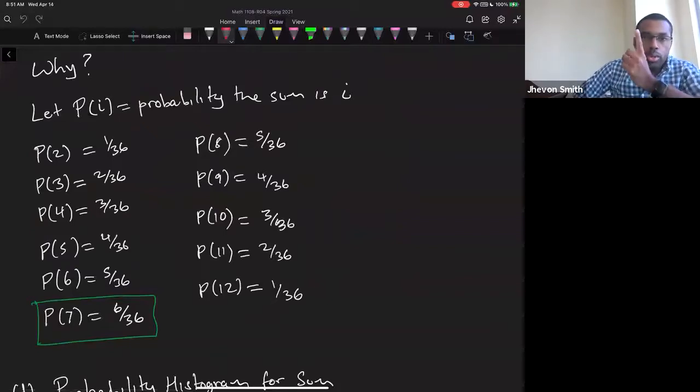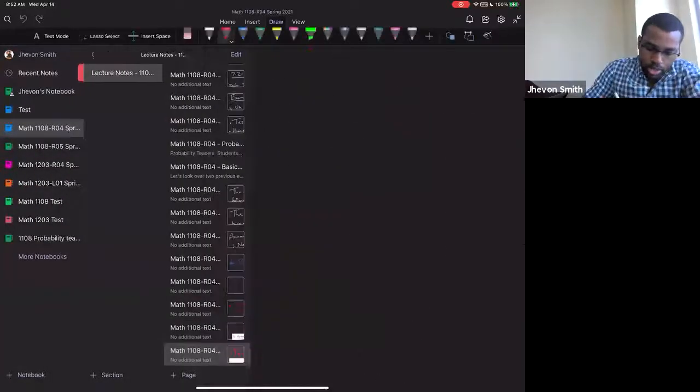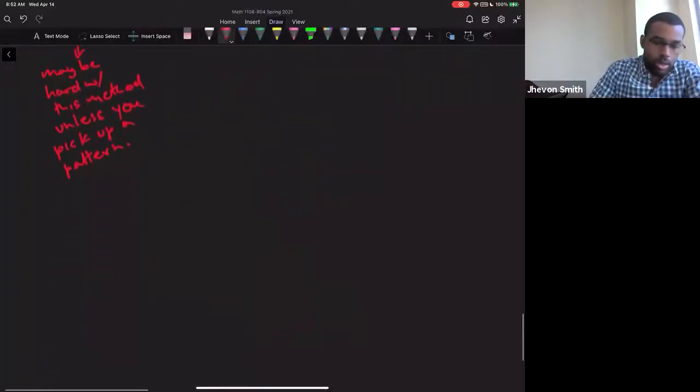Right? The number of ways for 2 was 1, then for 3 it went to 2, then for 4 it went to 3, then for 5 it went to 4. You notice that the number of ways you can get each sum is increasing. It increases all the way up to 7 and then starts decreasing. It's possible you could figure out that pattern by just writing out a few enumerations. Okay.